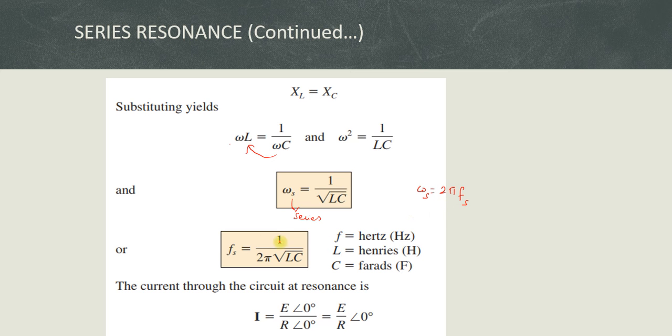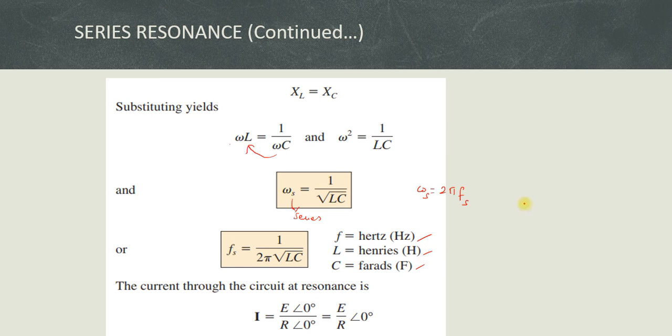So that Fs is equal to 1 divided by 2π√(LC). This is the resonance frequency, the frequency at which resonance occurs in the series resonance circuit. Here F is in hertz, the unit of L is henry, and the unit of capacitance is farad.